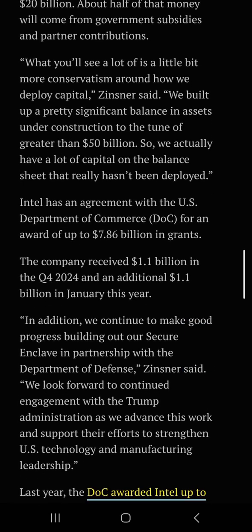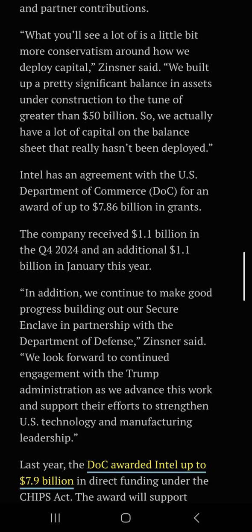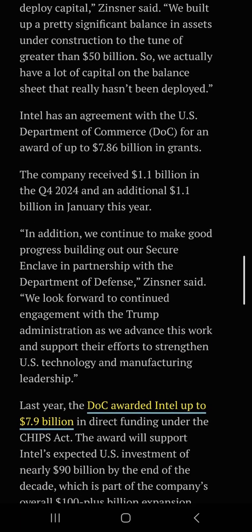Intel has an agreement with the U.S. Department of Commerce (DOC) for an award of up to $7.86 billion in grants. The company received $1.1 billion in Q4 2024 and an additional $1.1 billion in January this year.